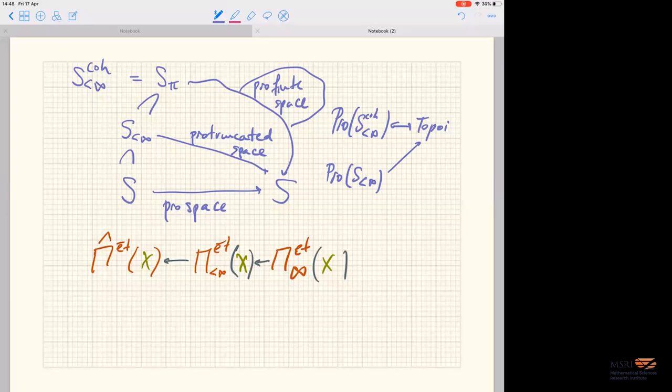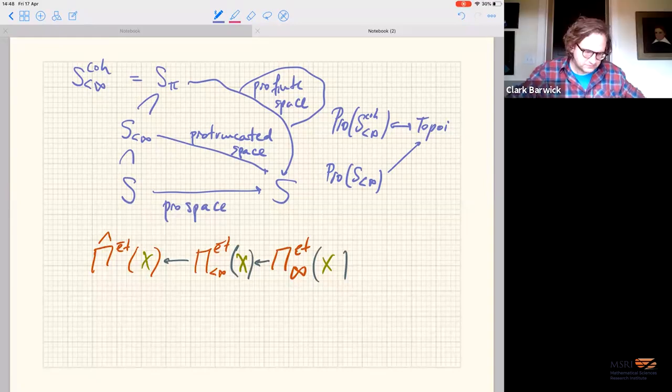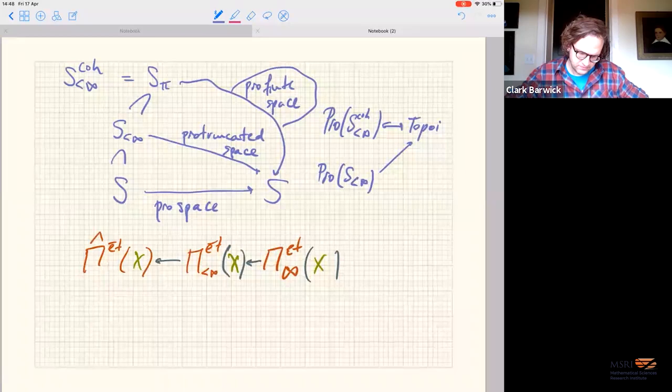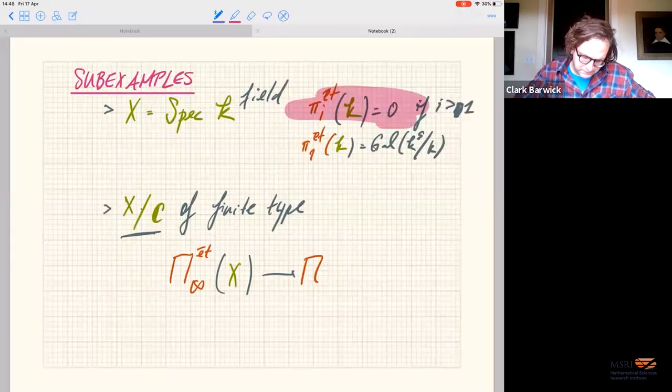Yeah, and for any bounded coherent topos, there's a relative version of this as well. So yeah, where you map into topoi over T. But I'm not going to write down the relative version right now.